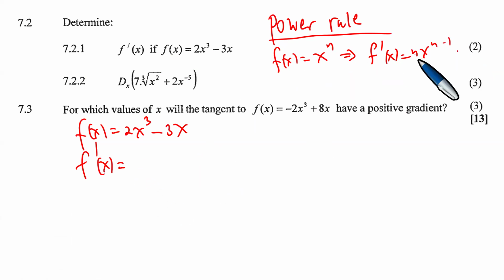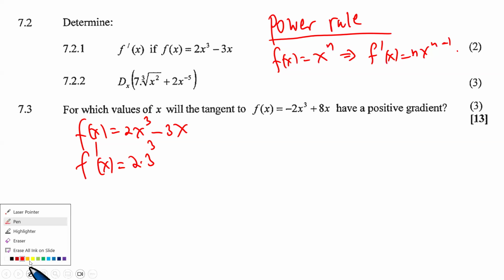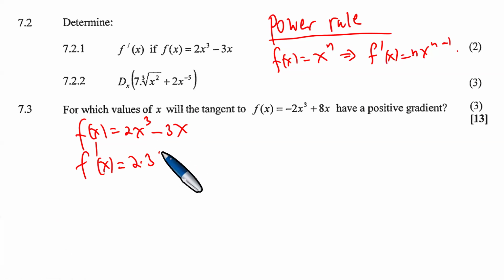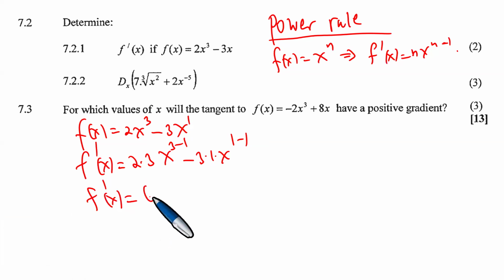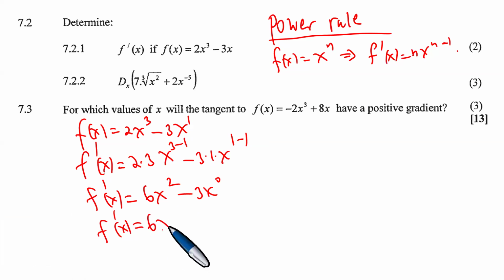Now, the power rule, what does it say, actually? Well, it says that you bring down the power and subtract 1 from the power n. If this is 2 times x cubed, you bring down the 3 and you subtract 1 from the 3, and that appears as the power of x. Then you have this 1 times x to the power 1 minus 1. So 2 times 3 is 6x squared, minus 3x to the power 0, which gives 6x squared minus 3.